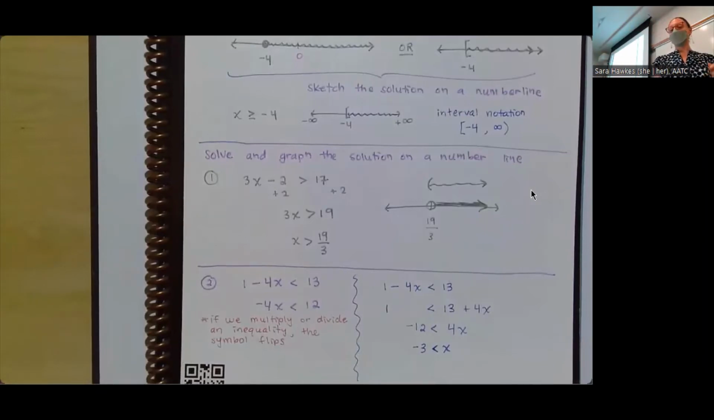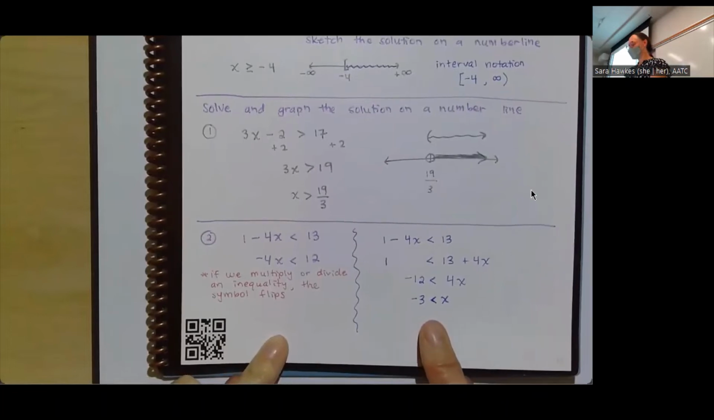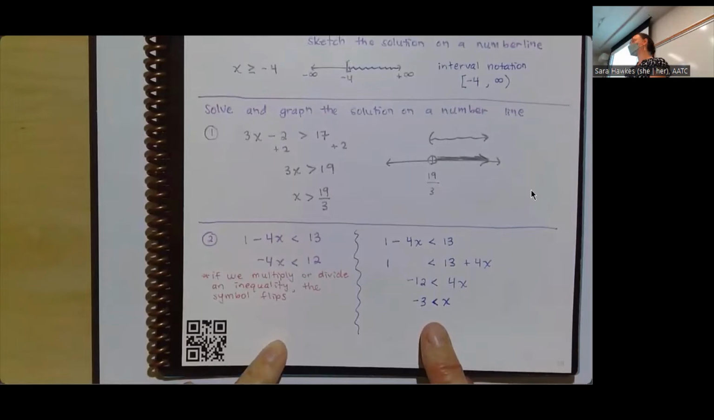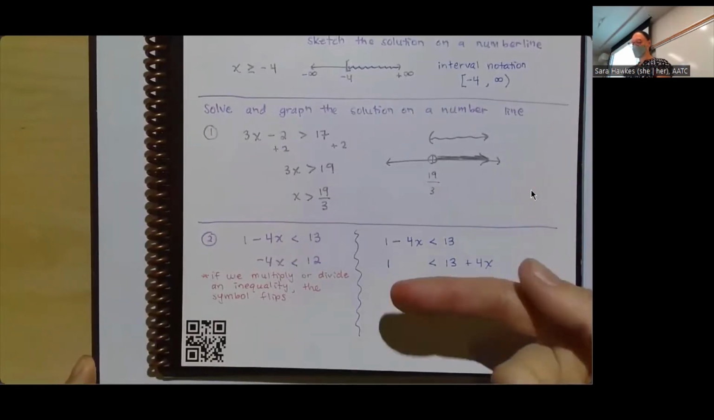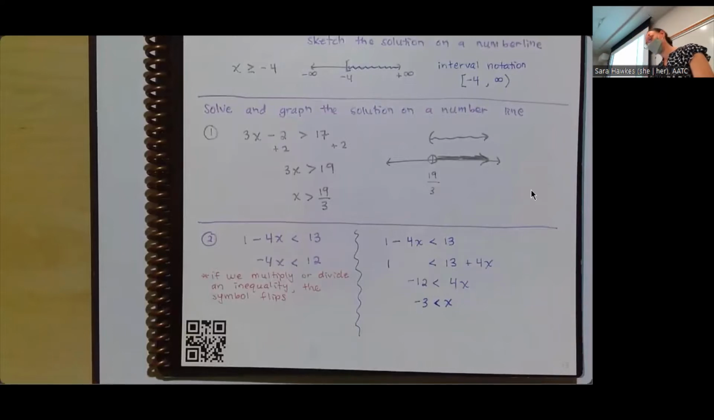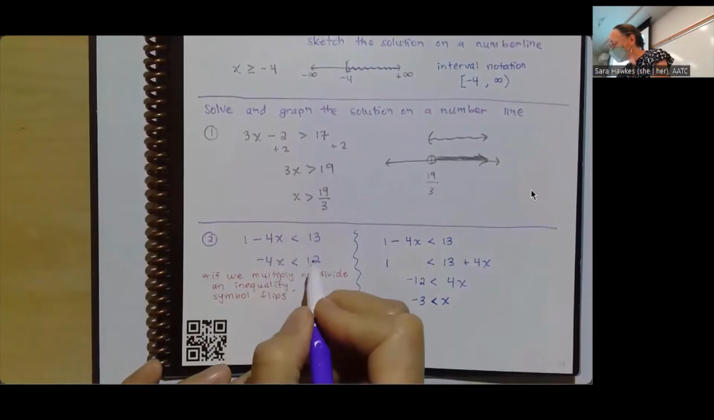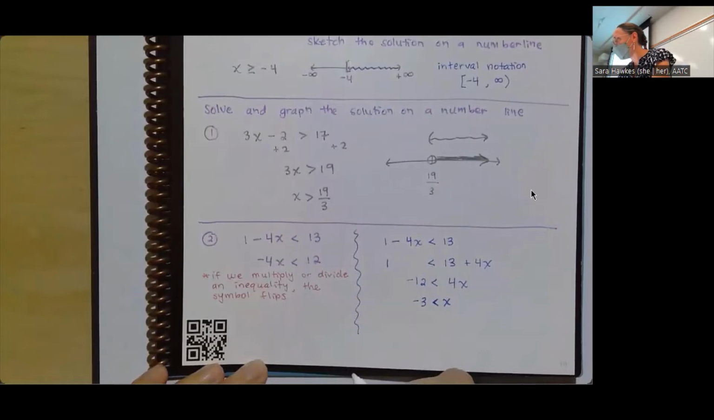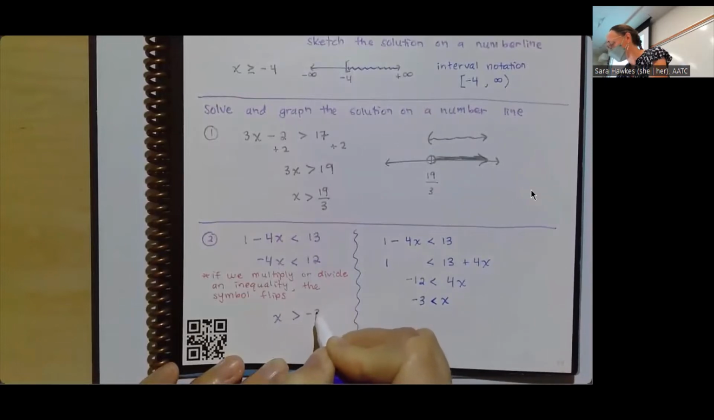You can often avoid it just by doing what I did and moving the x's to the side that makes them positive. So if you don't want to have to remember more things for now, I would recommend gathering your x's on whichever side makes it positive. So if I finish this off, if I multiply both sides by negative 1/4 or divide by 4, this is going to turn into x is greater than negative 3.